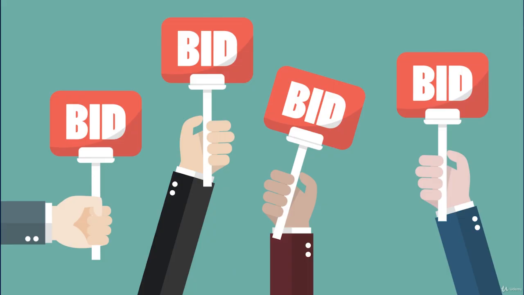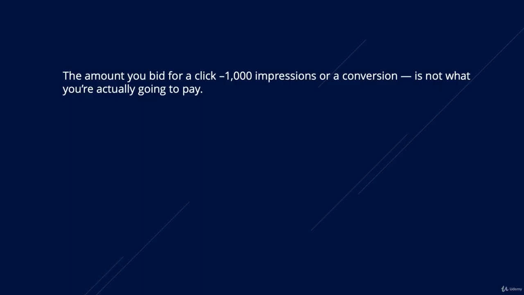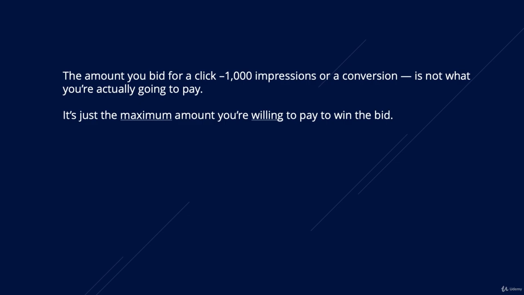Now, hopefully you enjoy the image I have on my screen, just showing you how packed it can be. But essentially, sometimes Facebook won't be able to fulfill all of the requests it has for advertisements. So when this happens, the highest bidder will get the most placements. The amount you pay for a click or 1,000 impressions or a conversion is not what you're actually going to pay. It's just the maximum amount which you're willing to pay to win the bid. Now, it's good to note that Facebook will always make you pay only the lowest amount possible to win the bid to have your ad displayed.